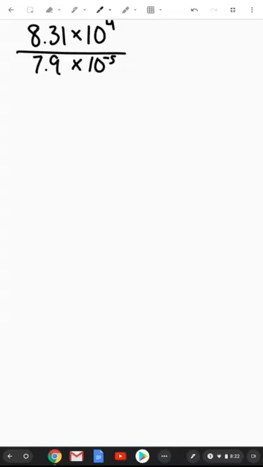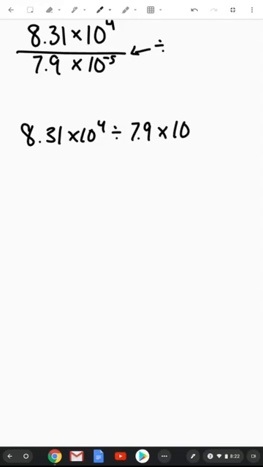Hey guys, so now let's talk about how to divide numbers that are in scientific notation. Usually when you see a problem with division with scientific notation, it's going to look like a fraction. We know that the fraction bar represents division. So there is the possibility that you could see this same problem written like this. But most of the time, you're going to see it written in this fraction form.